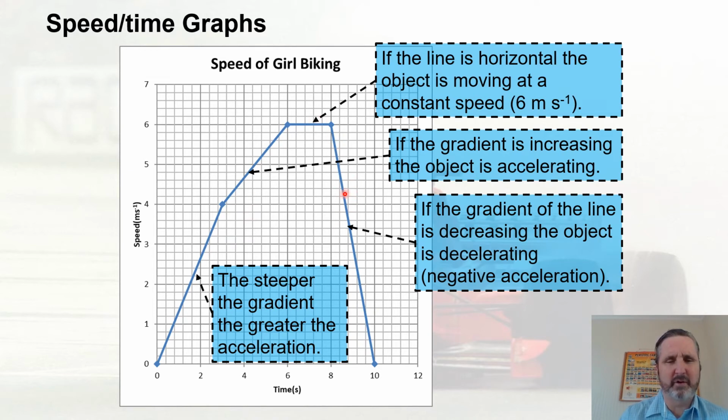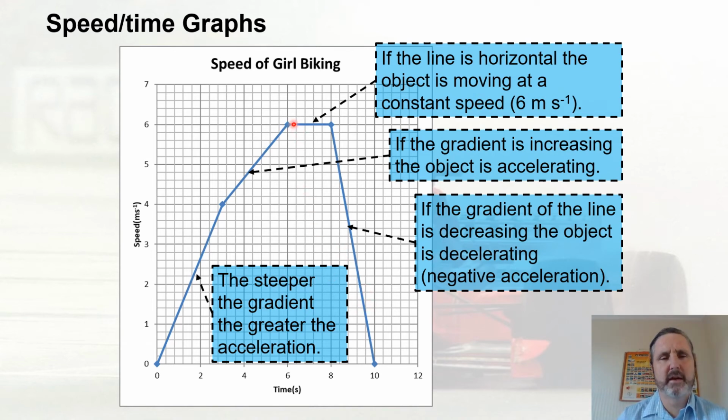If your gradient is negative, it means that you are decelerating or have a negative acceleration. So you can either say that this is a negative acceleration, give a value with a negative in front of it, or say that it is decelerating. So these are the important parts that we might see on a speed time graph.